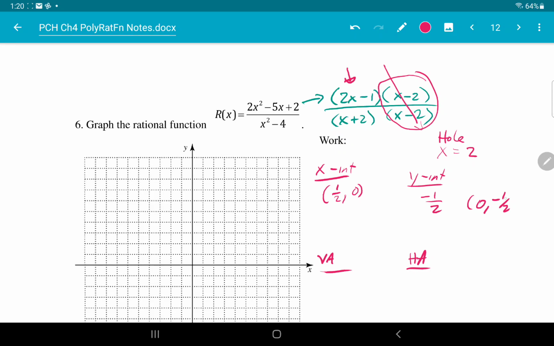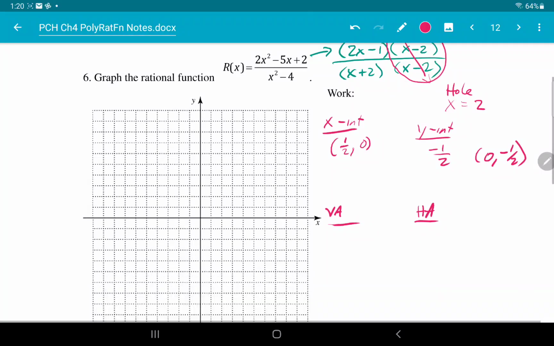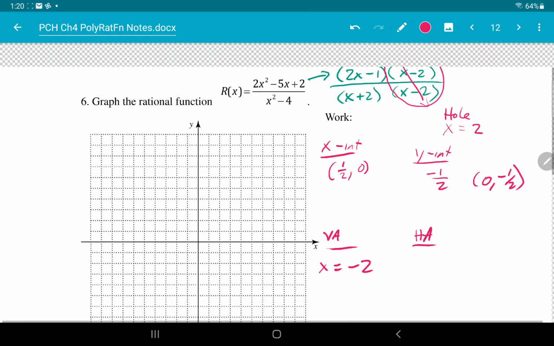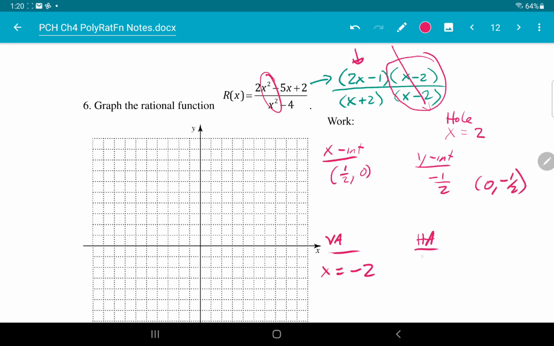Did I do that right? No, I don't think I did that right. Yeah, I did. No, it's fine. 0, -1/2. Okay, so after that, we then can go ahead and find the vertical asymptotes, and the vertical asymptote just occurs at -2. And the horizontal asymptote, notice how they are the same degree. So we'll have a horizontal asymptote of the coefficients of the leading term, so that's going to be 2 over 1. So we have y equals 2.